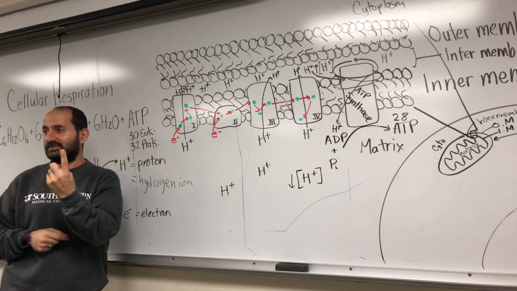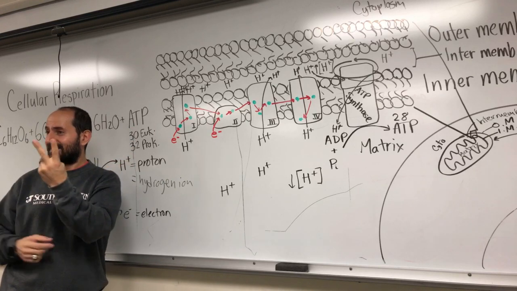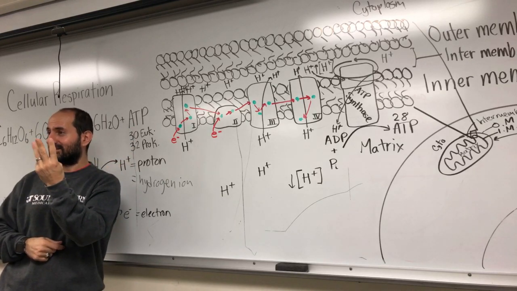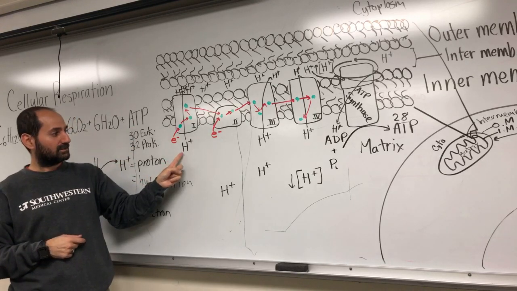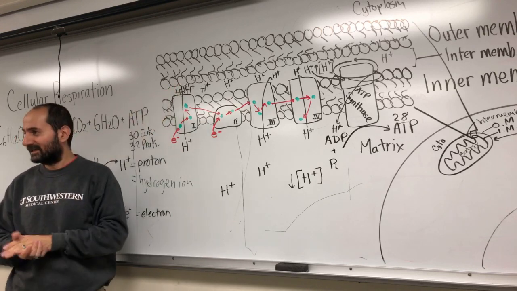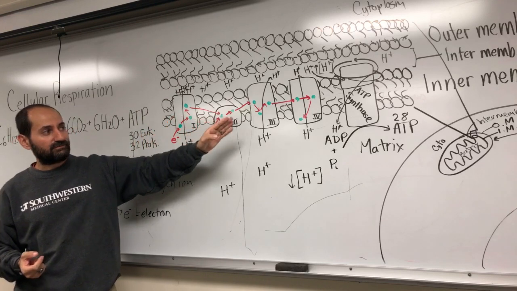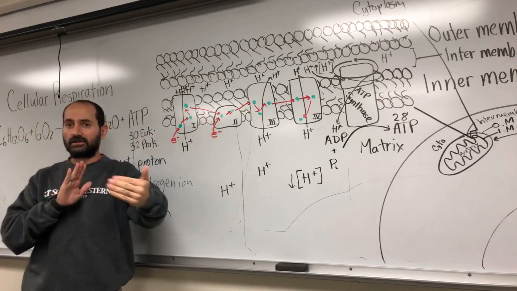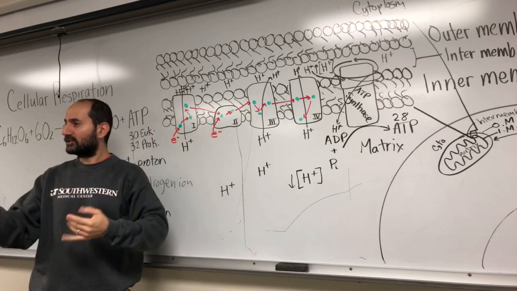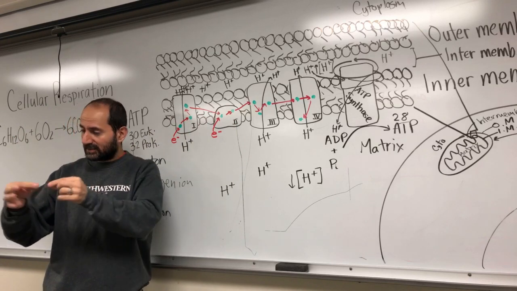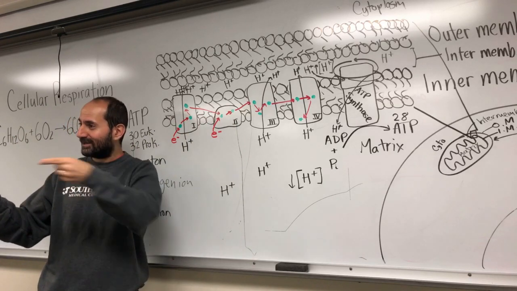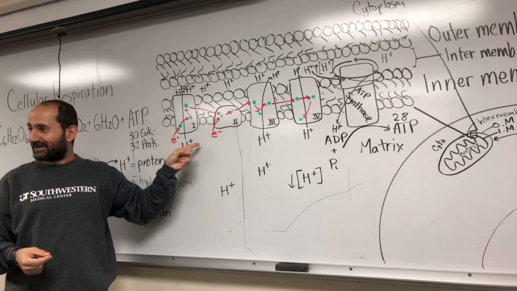Do spontaneous things release energy? Yes. Can you use that energy to do work? Yes. What is the work? Pump protons out. Isn't that interesting? Complex 1, 2, 3, and 4 behave like a wire. Like your electronics, the electrons go through the wires. Oh, this is like a wire.